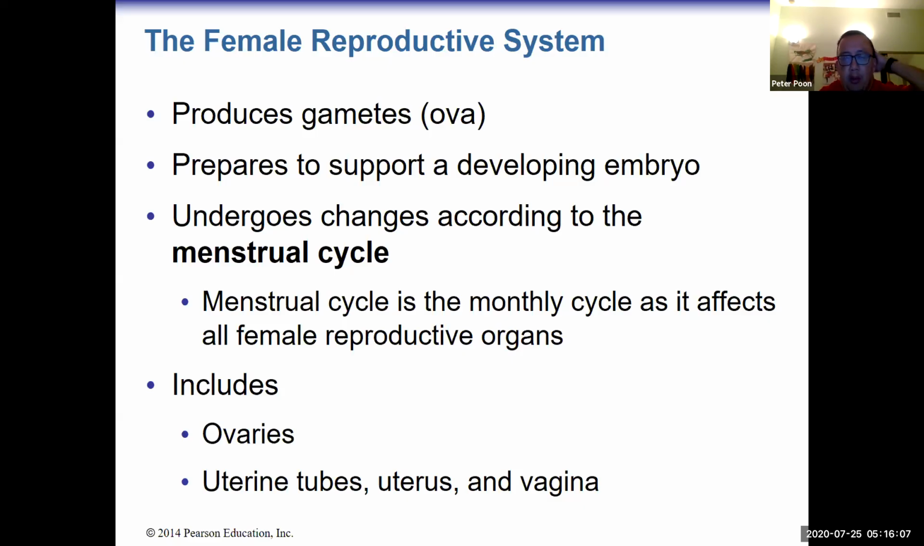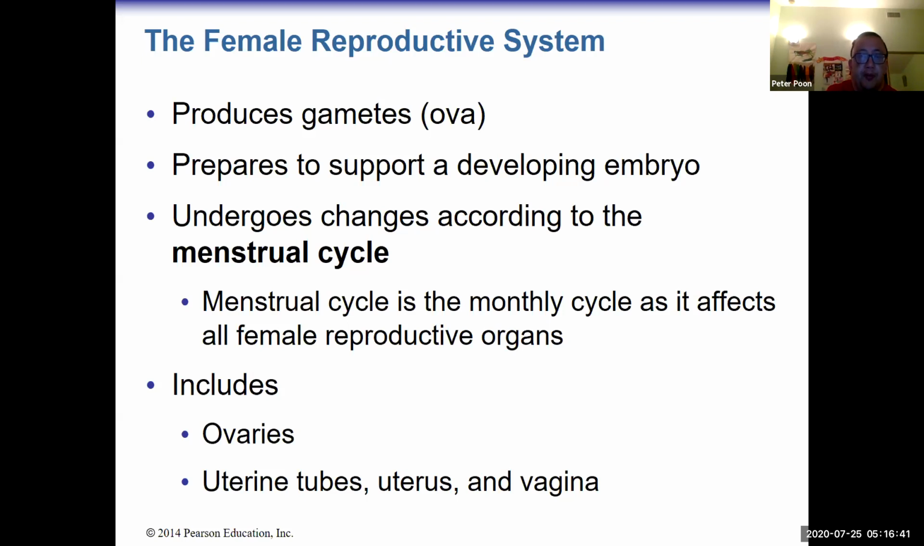The purpose of the female reproductive system, like I said earlier, is not only to produce gametes, but to prepare to support a developing embryo. Later we'll talk about reproduction. It undergoes changes according to the menstrual cycle. That's the monthly cycle, and we'll get into that later. It includes the ovaries, the uterine tubes or fallopian tubes, as they're more commonly called, the uterus and the vagina.